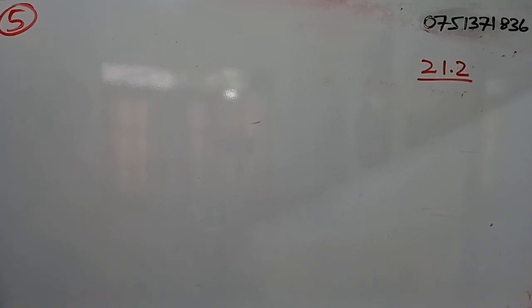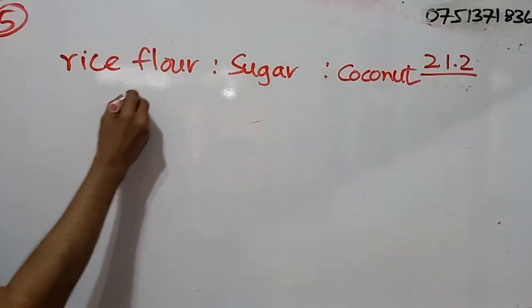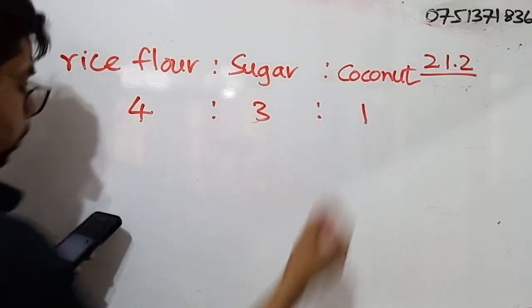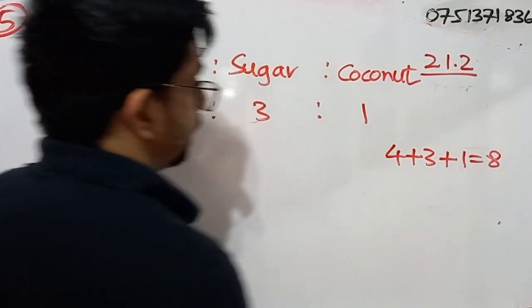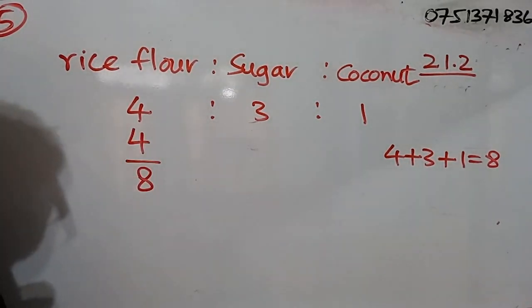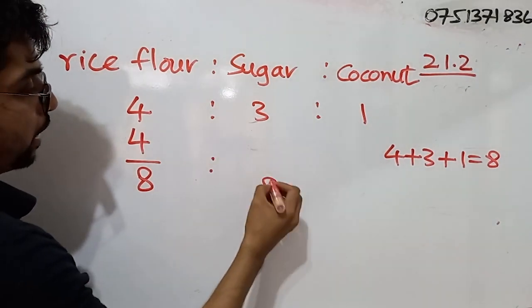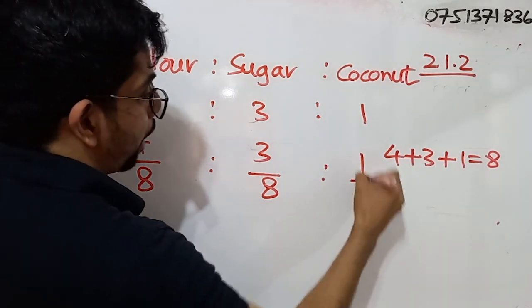Question number 5. Rice flour, sugar, coconut are mixed in the ratio 4 to 3 to 1 to prepare a certain sweet meat mixture. Find the mass of each ingredient in 2 kilograms of the sweet meat. Right. So what is the ratio? 4 to 3 to 1. So what is the total number of parts? 4 plus 3 plus 1, which is 8. So that means out of 8 equal parts, 4 parts are rice flour, and out of 8 equal parts, 3 parts are sugar, and out of 8 parts, 1 part, that is what?